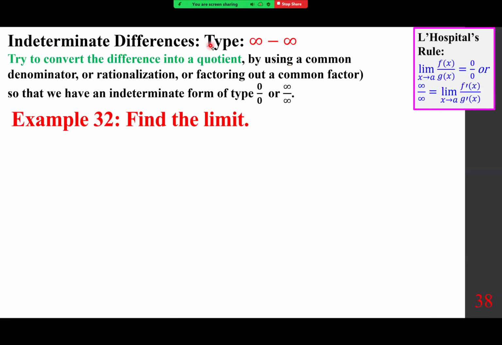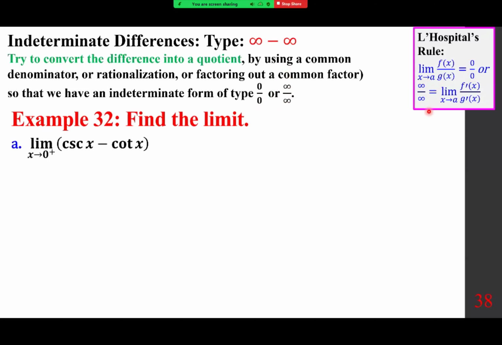Indeterminate type of infinity minus infinity. Try to convert the difference into a quotient by using a common denominator, or rationalizing, or factoring out a common factor, so that we have an indeterminate form of 0 over 0 or infinity over infinity. Remember, you can only use L'Hopital's rule when you prove it's 0 over 0 or infinity over infinity. So therefore, you have to make sure that you can make the change.